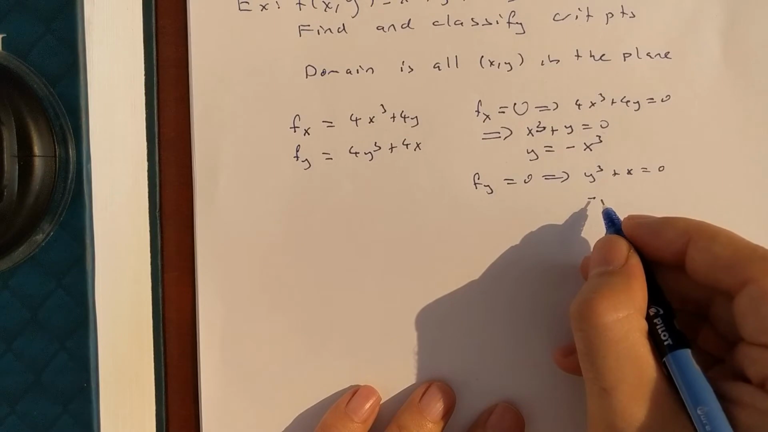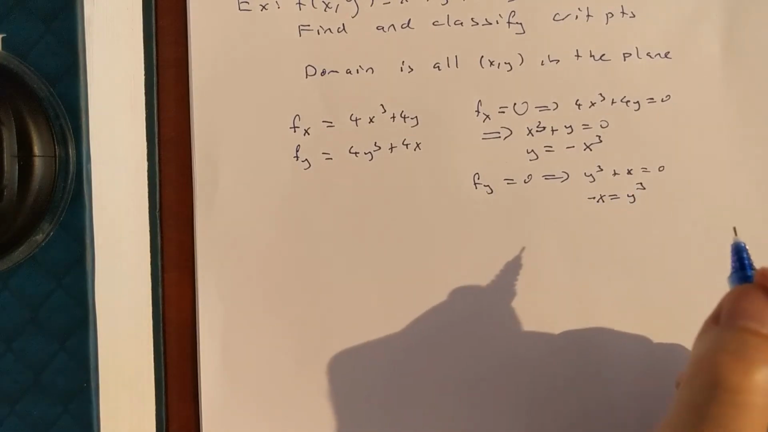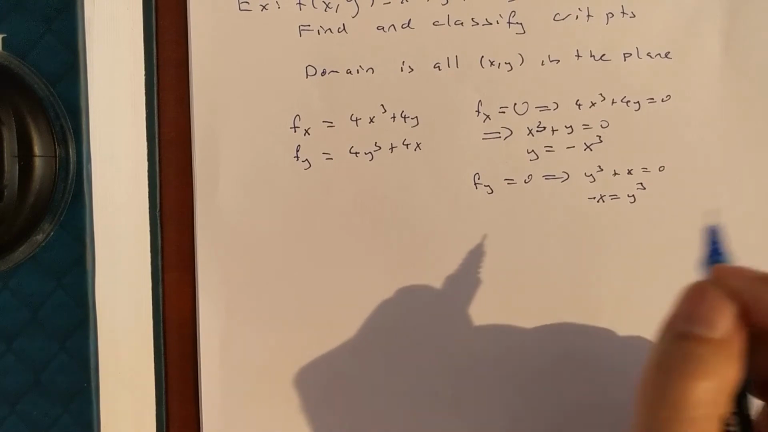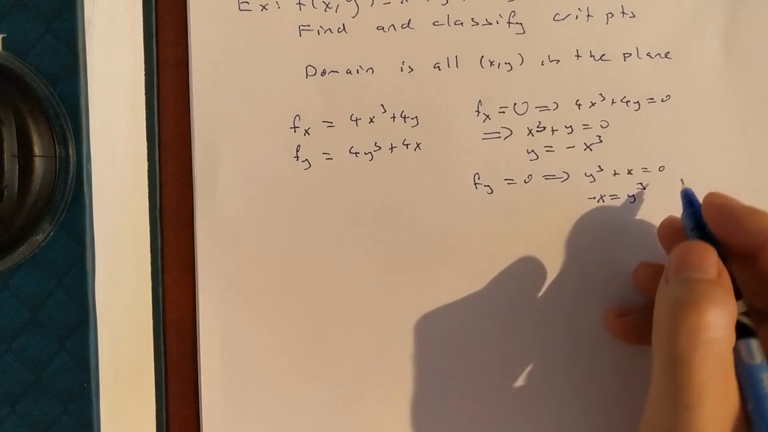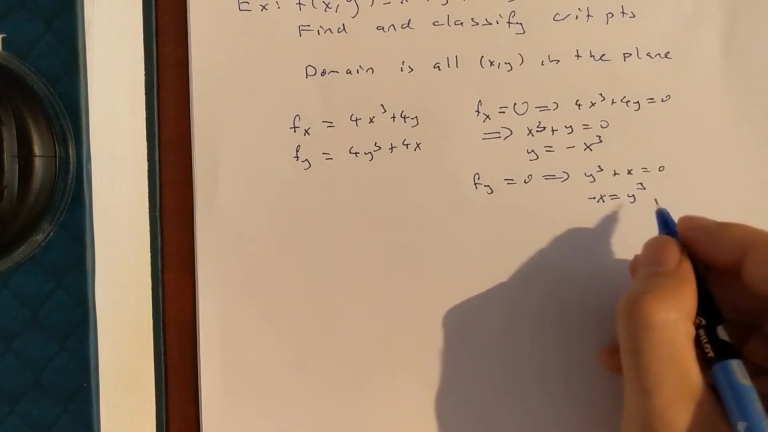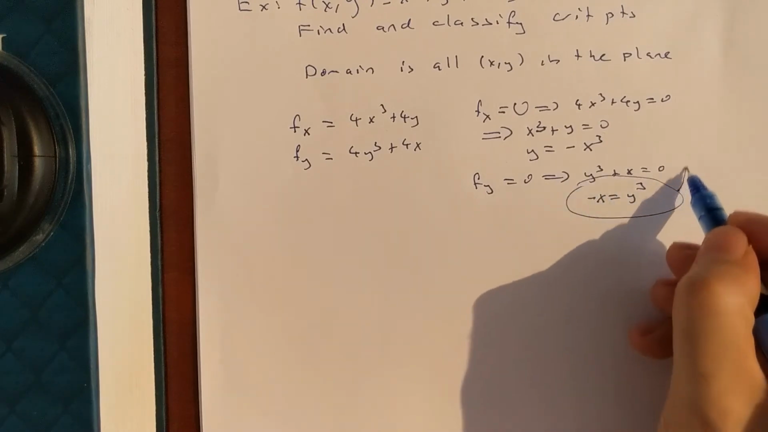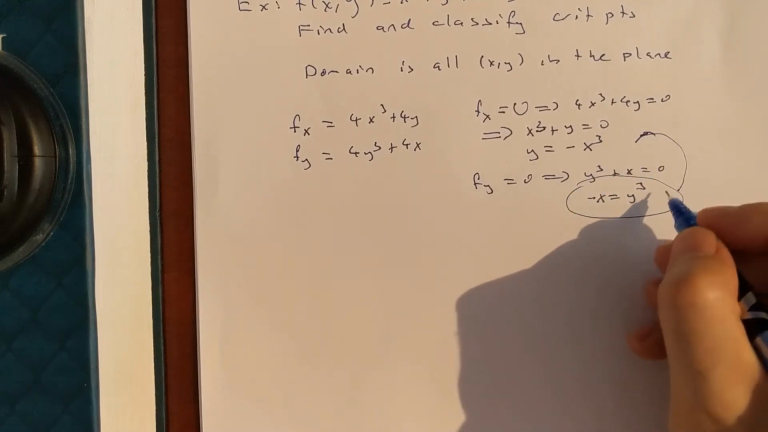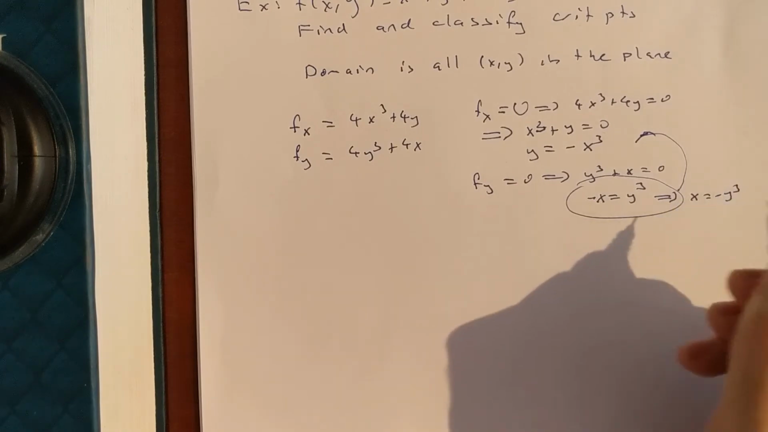Or x is equal to, minus x is equal to y cubed. Okay, so now we can plug this into this equation. Why don't we do that? Let's take this and plug it into this equation. Well, from here, actually, let's get x is equal to minus y cubed, right?